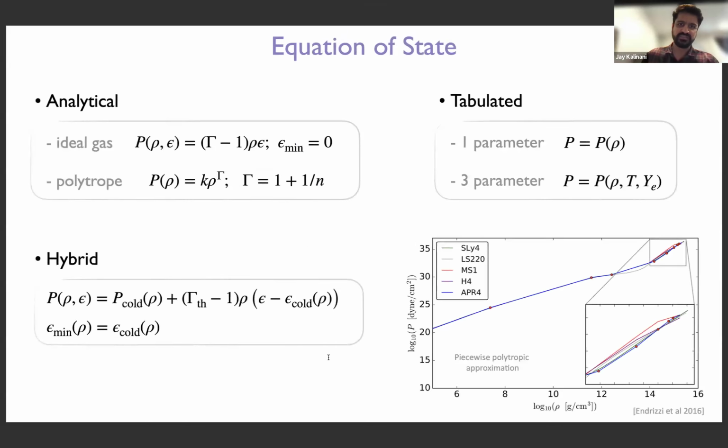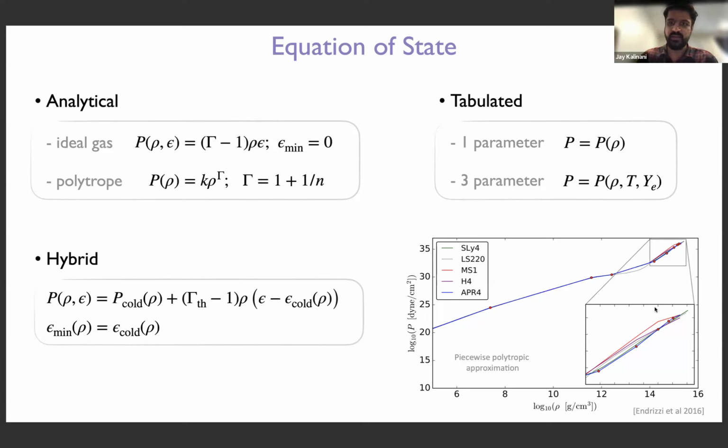Now, to close the system of equations for the GRMHD system, you also need to provide the pressure in the system. The most common are analytical expressions for pressure, for example, the ideal gas or even polytrope. And then there are also hybrid equations of state on the market where you have P as a function of rho, which provides the cold part, and then a thermal component. For example, if you want to model neutron stars, on the right you see P as a function of rho for different equations of state, some of the ones that exist on the market. And this is essentially what we call a piecewise polytropic approximation.